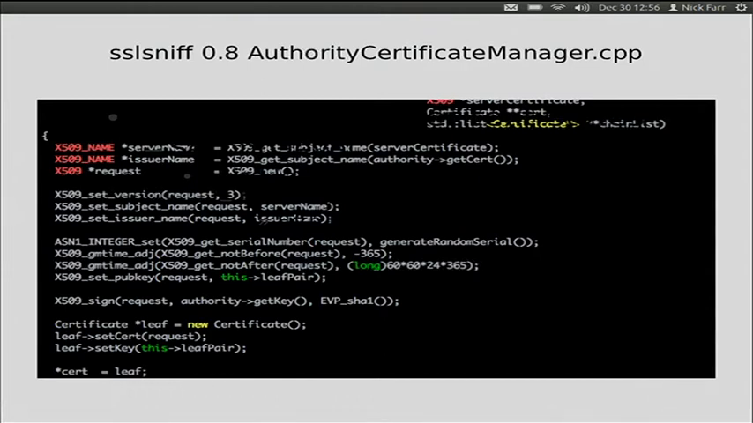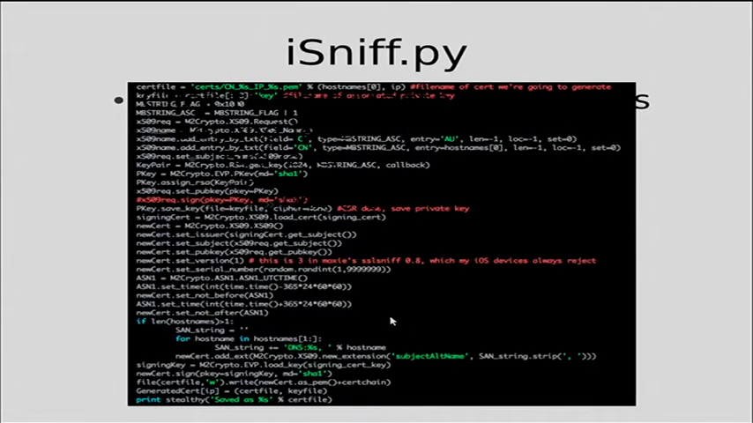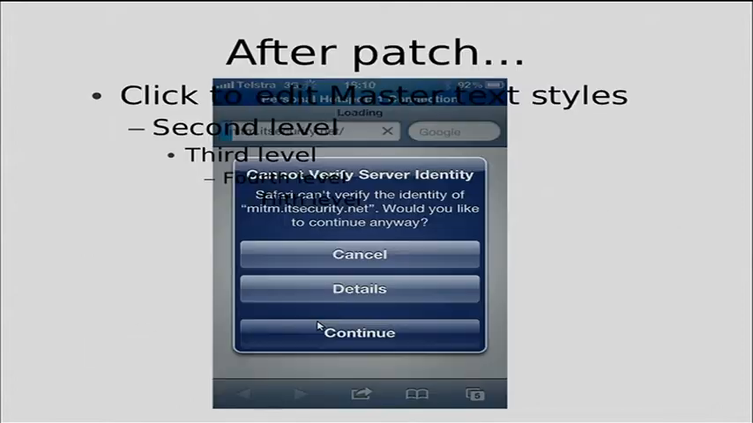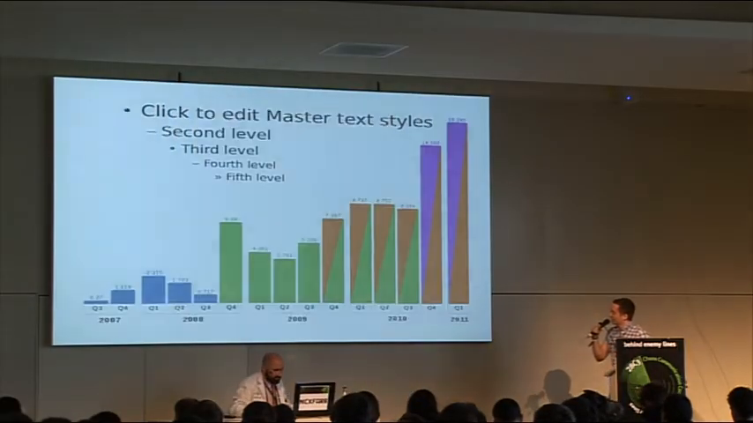So I just decided to do it myself in Python. I used the M2Crypto module to generate a new certificate on the fly. Actually, this is the wrong version of the slides. Never mind. These aren't actually the right slides anyway. So you basically have a Python tool which intercepts traffic.